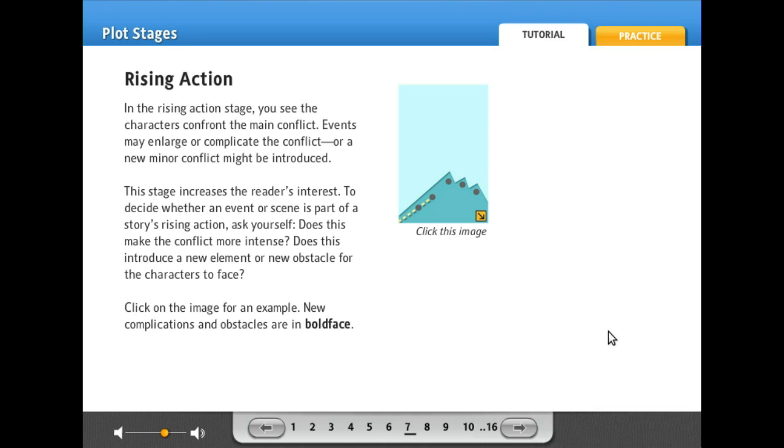In the rising action stage, you see the characters confront the main conflict. Events may enlarge or complicate the conflict, or a new minor conflict might be introduced. This stage increases the reader's interest. To decide whether an event or scene is part of a story's rising action, ask yourself, does this make the conflict more intense? Does this introduce a new element or new obstacle for the characters to face? Click on the image for an example.